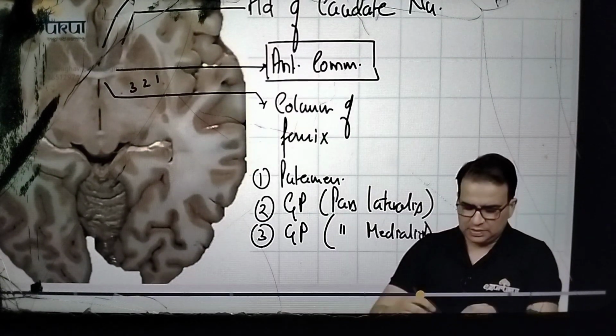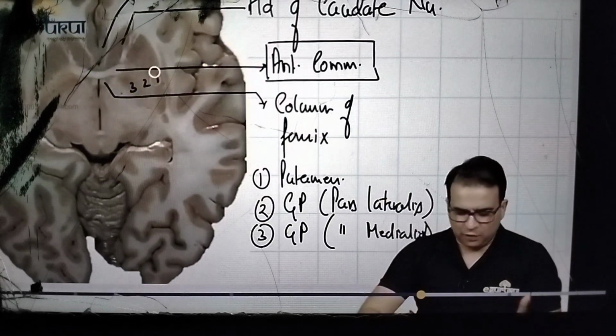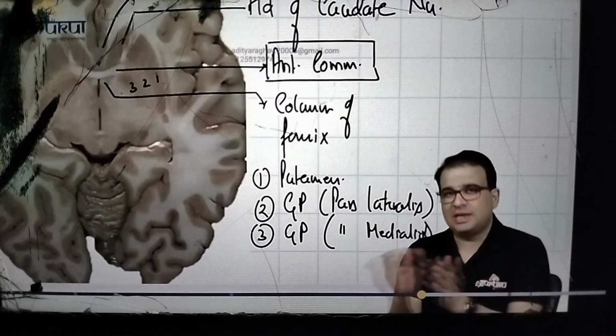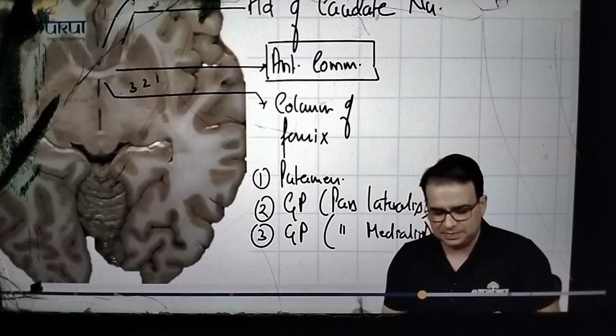So you can see the parts of the lentiform nucleus there. The outermost part obviously is the putamen, and then we have the globus pallidus, which again can be divided into two parts, the pars lateralis and the pars medialis. So that's one variation that you will see in this section.